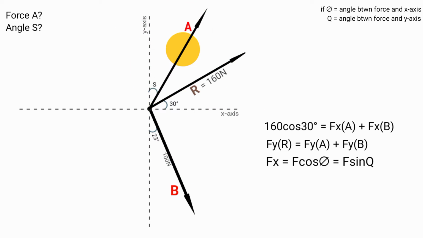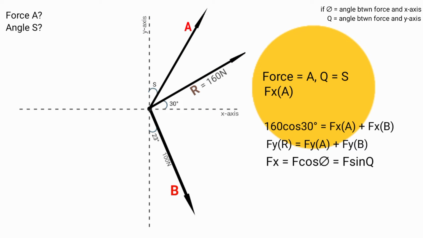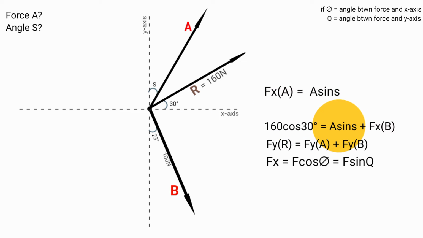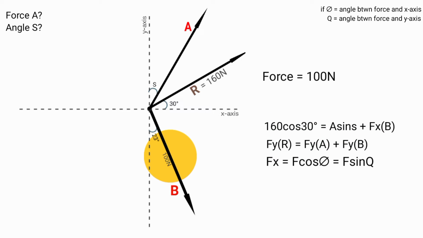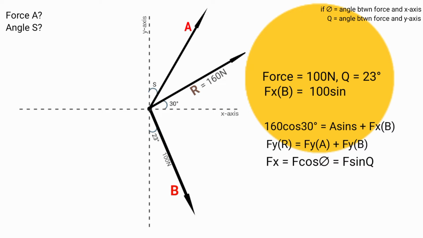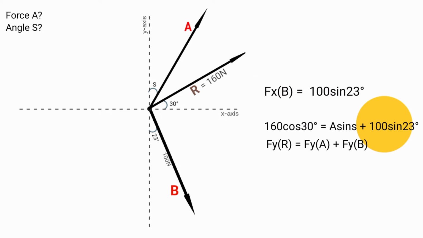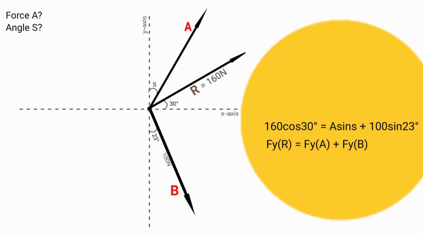Coming here to force A, angle S is the angle force A makes with the y-axis, and hence the x component of force A is A sin S. Substitute it here. Now here, force B, this angle here, 23 degrees, is the angle force B makes with the y-axis, and hence the x component of force B is 100 sin 23 degrees. So if we substitute here now, 160 cos 30 degrees equals A sin S plus 100 sin 23 degrees.